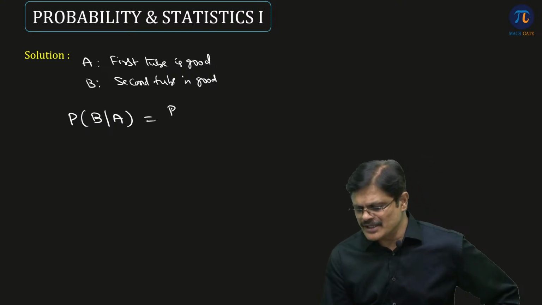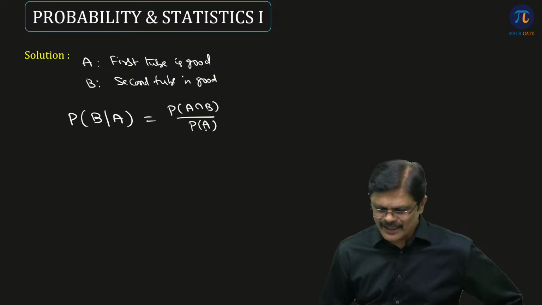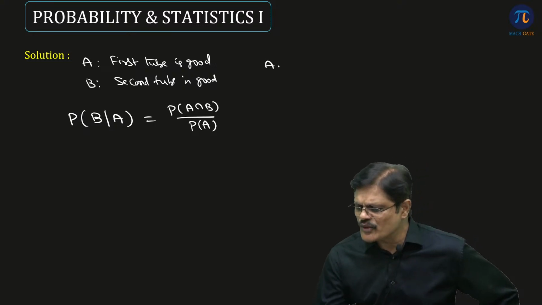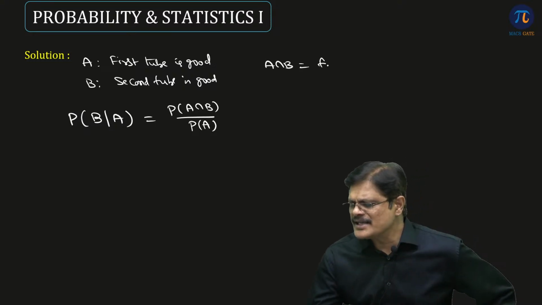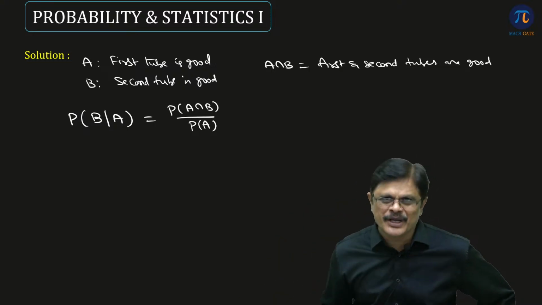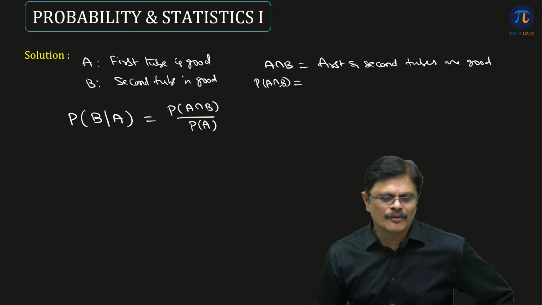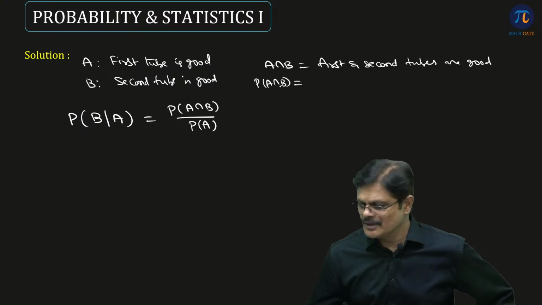So according to that, what is the formula? Probability of A intersection B by probability of A. See, A intersection B means first and second tubes are good. That is, two tubes which you drew, both must be good. So what is the probability that both are good?